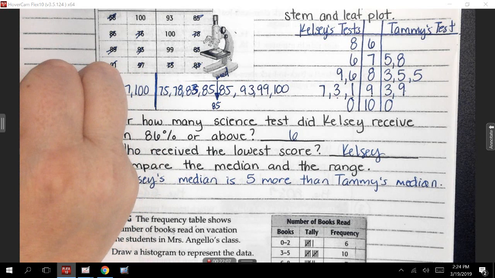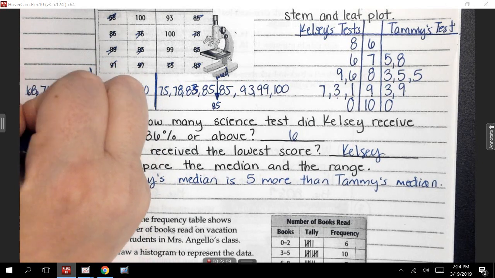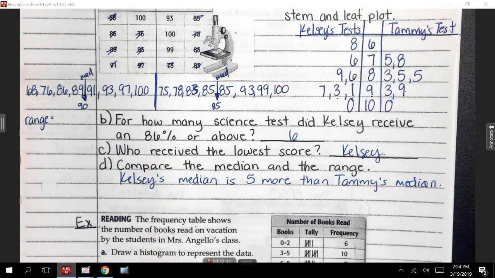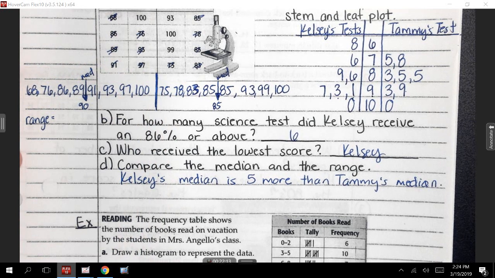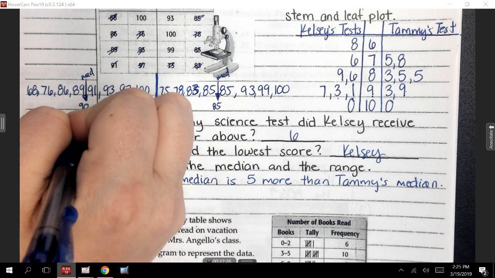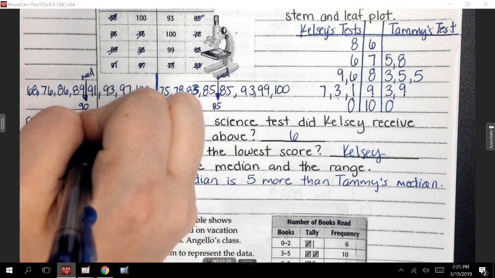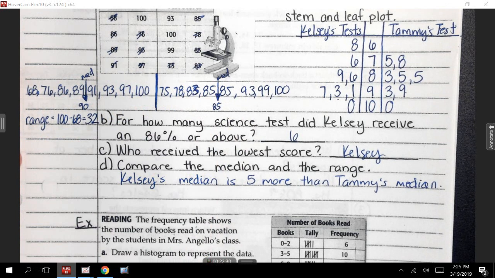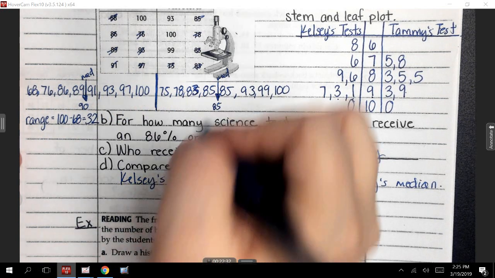So let's do the range for Kelsey. How am I going to find the range for Kelsey? Difference. We need to do the difference of that big number and small number. So 168, what do I get when I subtract those? 32. So my range for Kelsey is 32.